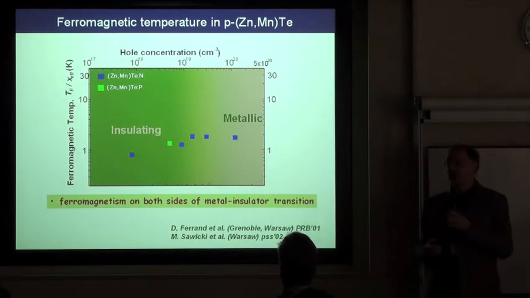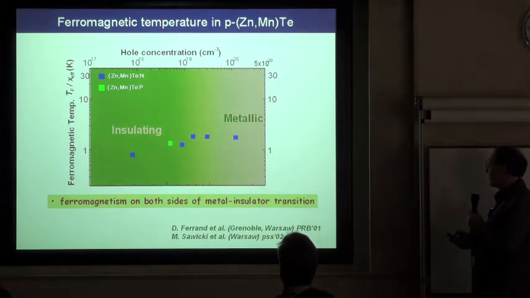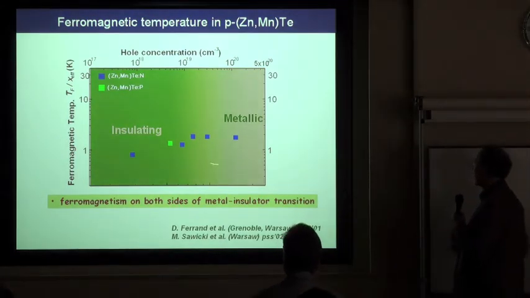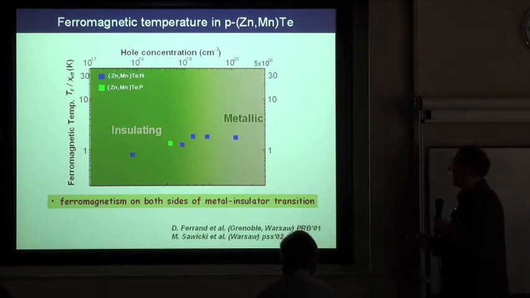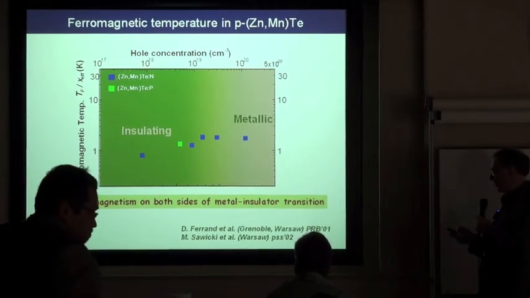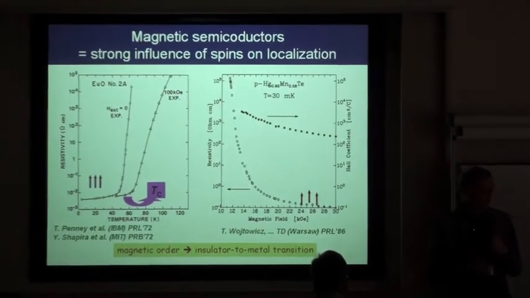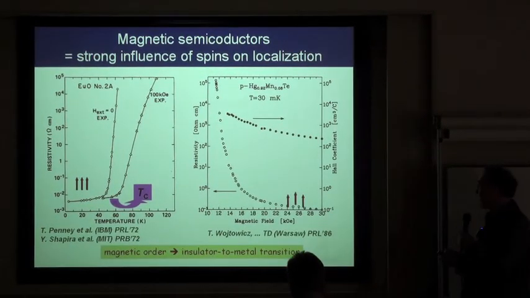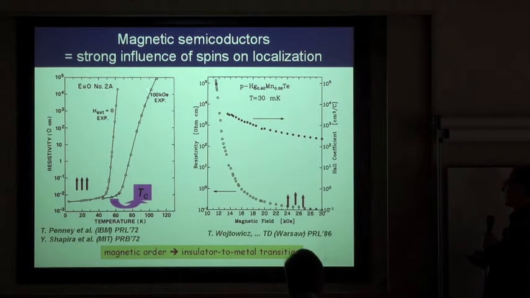Also, if you go to other systems like II-VI, doped with nitrogen to produce holes, and doped with manganese to produce magnetism, we see that at high concentration we are entirely on the metallic side, whereas at lower concentration of nitrogen or phosphorus dopants we are on the insulating side. Well, actually, this point is much older. You think what is the trademark of ferromagnetic semiconductors is just giant, huge temperature and magnetic field dependencies.